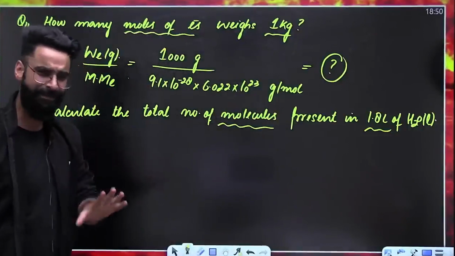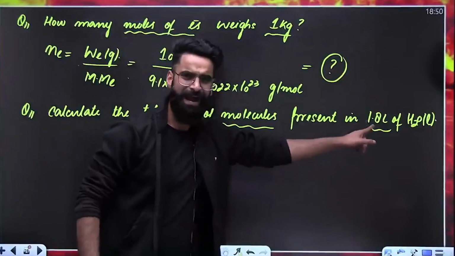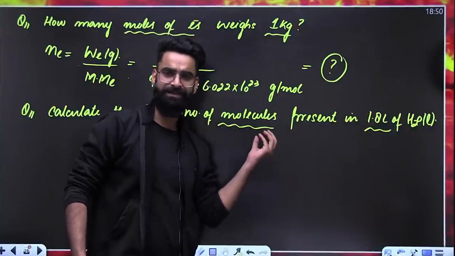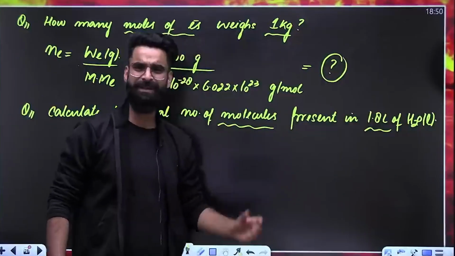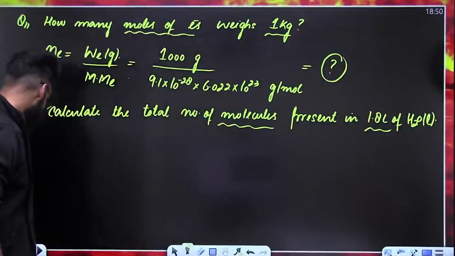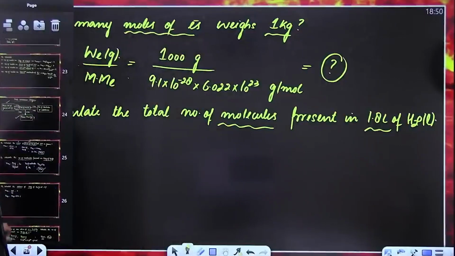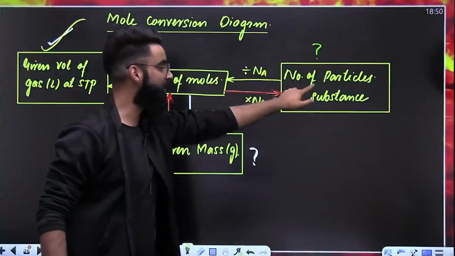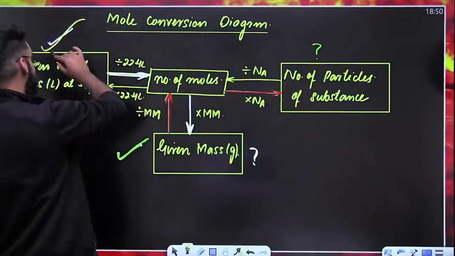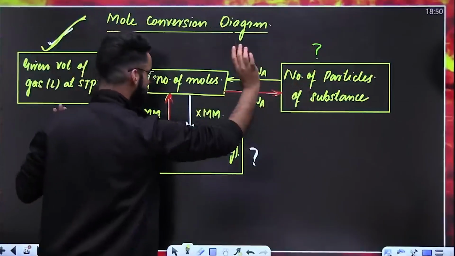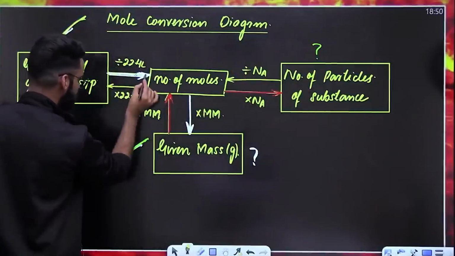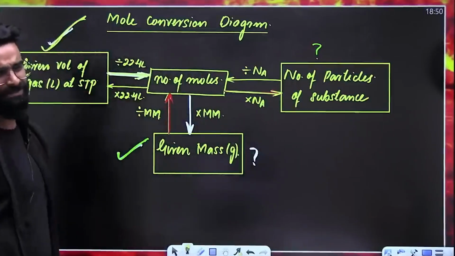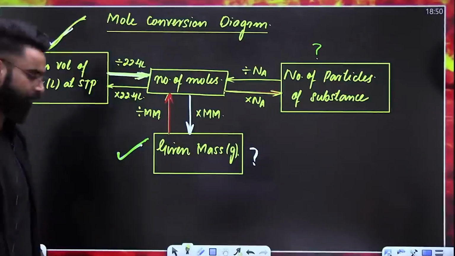My dear students, you must be thinking that volume is given and we are supposed to calculate molecules, means particles. So you will start from volume and have to end at particles. You must be thinking that you'll follow this arrow first, then this arrow. If you are thinking like this, the question will go wrong.